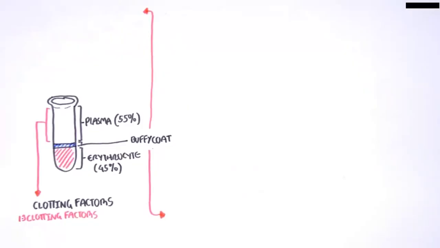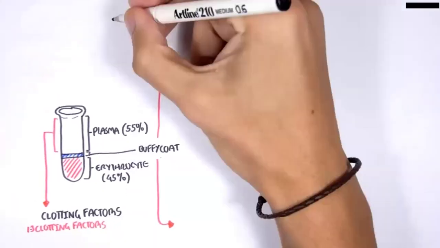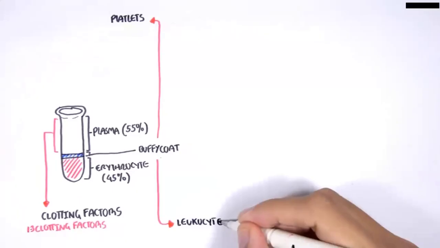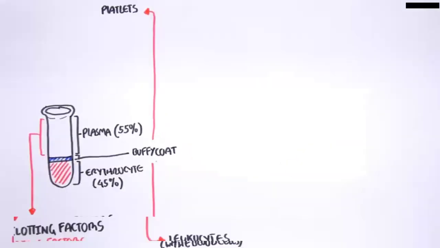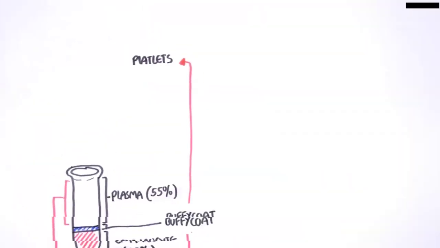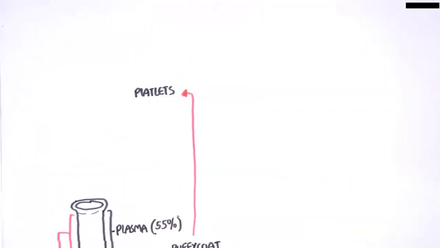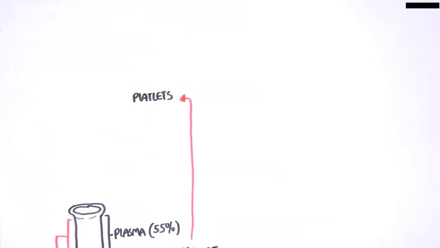So anyway, let's focus on the buffy coat layer, the middle layer that makes up 1% of the volume. The buffy coat layer contains two main things: platelets and leukocytes, or white blood cells, which go as white. Platelets are essentially small cell fragments that help in clot formation.